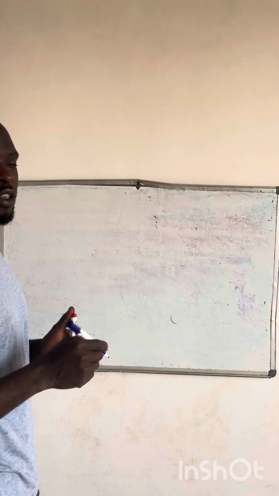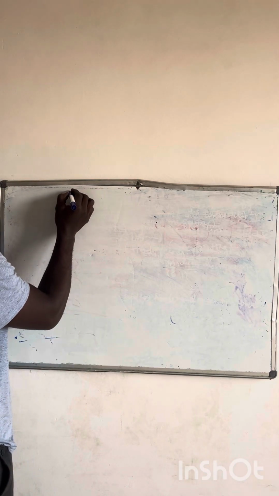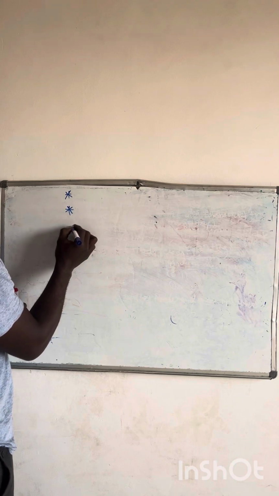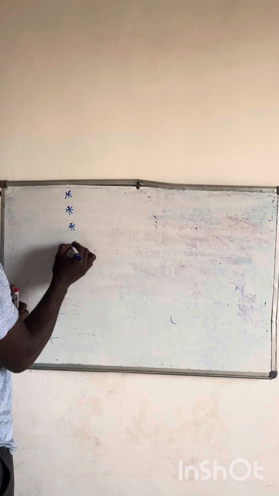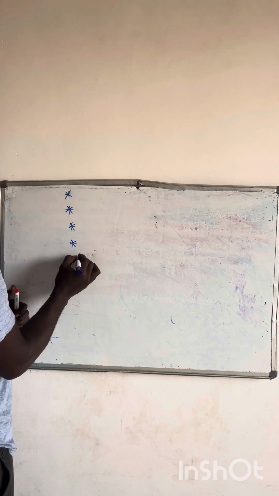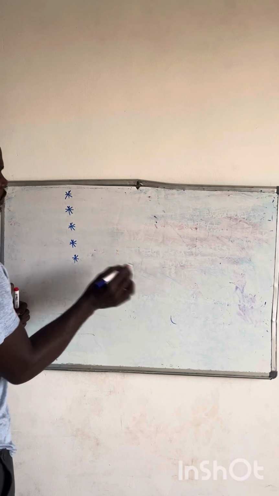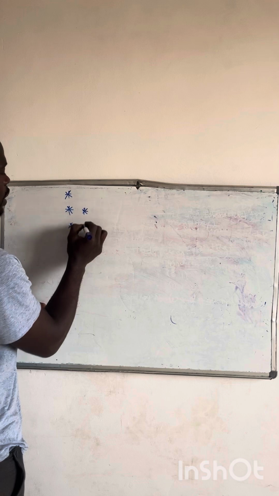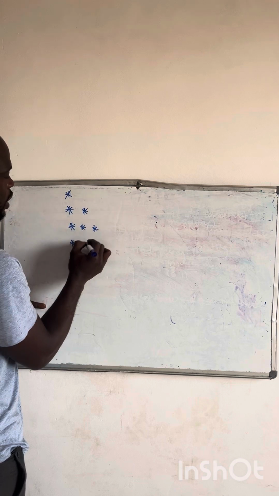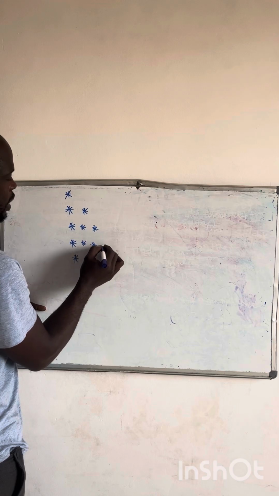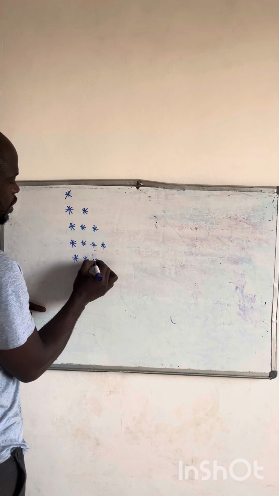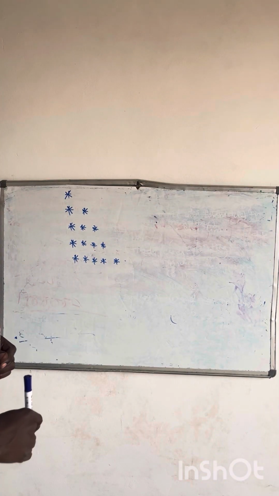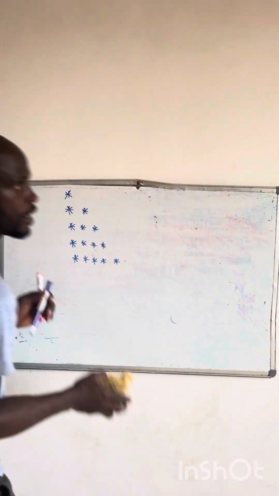We are going to use a nested loop to plot something like this. It shall have 1, 2, 3, 4, 5. It's going to have five rows. So we are going to use our nested loop to plot these stars and plot something like this, using a for loop, a for nested loop.